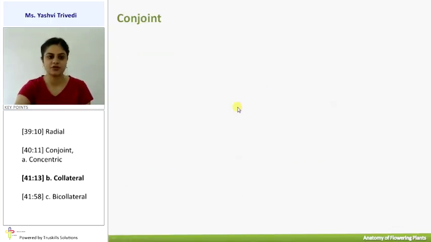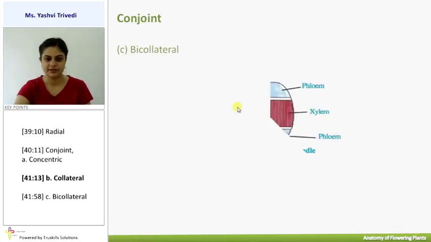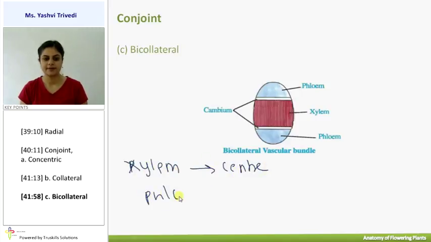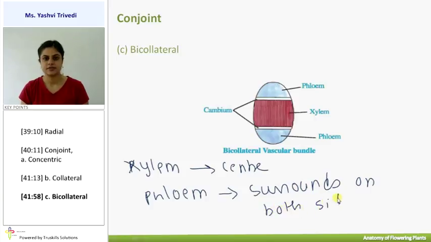And the third type of conjoint is bicollateral. This is the diagram of bicollateral. In this case, as you can see, xylem is in the center and phloem surrounds on both sides. So xylem is in the center, as you can see in the diagram, and on both the sides phloem is present, and both the sides xylem is differentiated from phloem by the presence of cambium. So they are always open type. So this is all about conjoint, and this is all about the tissue systems.